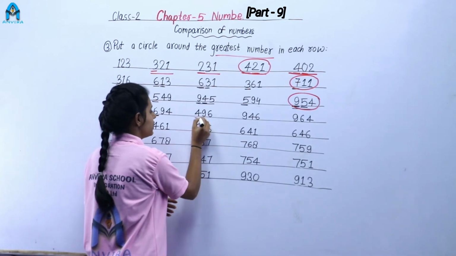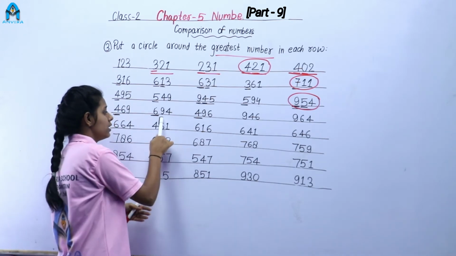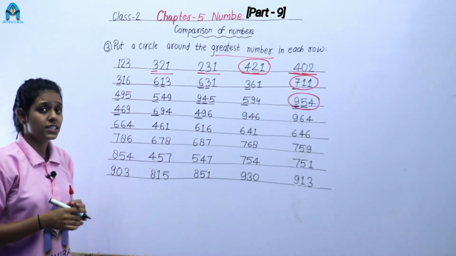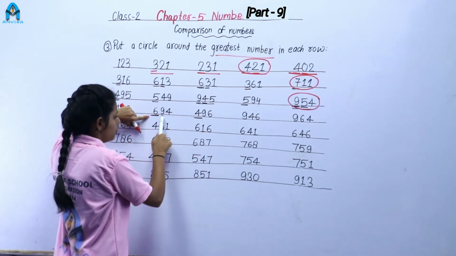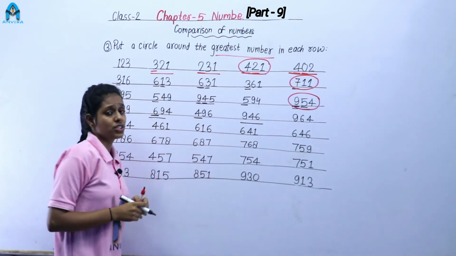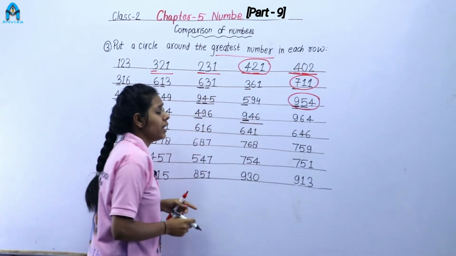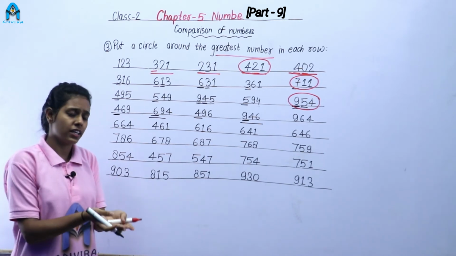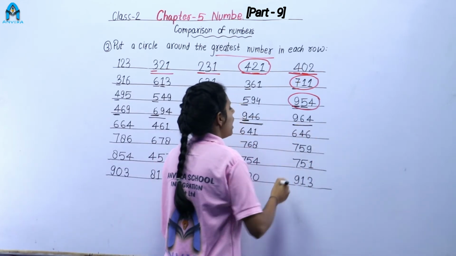Let's go to the next. 496. Now compare this number and this number. Which is greatest? Yes, 600 is greatest. So, we compare with the greatest number. This number and this number. Now here is 600 and here is 900. Which is greatest? Yes, 900 is greatest. So, now compare this number and this last number.